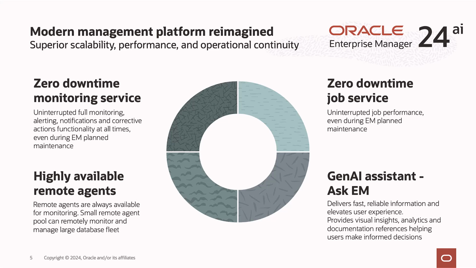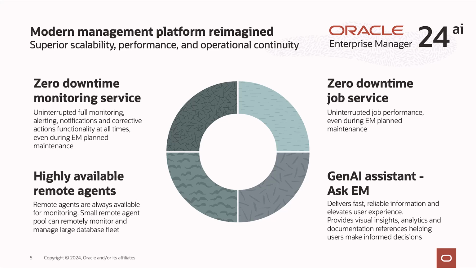Modernized platform for operational continuity. Enterprise Manager 24 AI brings a lot of new features and enhancements to meet the evolving needs of our users. The architectural enhancements we have introduced in Enterprise Manager 24 AI enable a highly available, scalable, and performant environment. Also, this new release introduces new services such as zero downtime monitoring service and zero downtime job service for operational continuity. In this release, you will see a new highly available remote agents enable remote monitoring and management of targets.